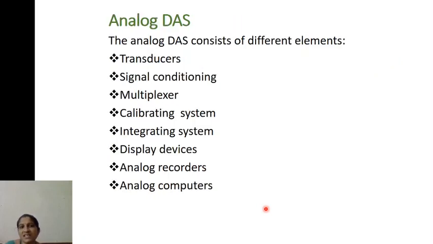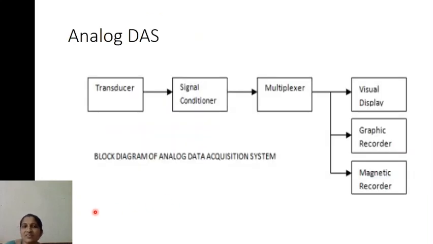Coming to the first one, analog DAS. This analog DAS consists of the following elements. The first one is the transducer, then signal conditioning, multiplexer, calibrating system, integrating system, display devices, analog recorders, and analog computers. These are properly arranged like this in the block diagram of the analog DAS.